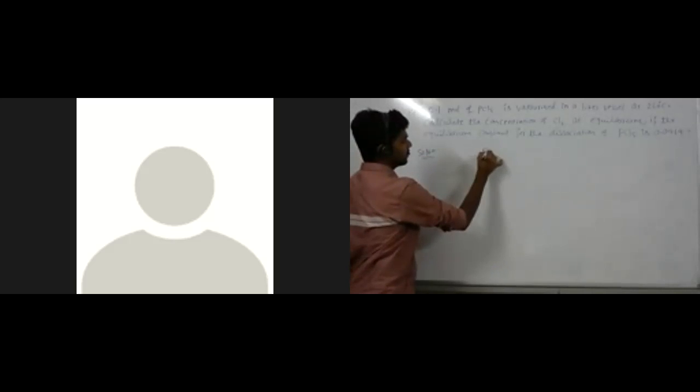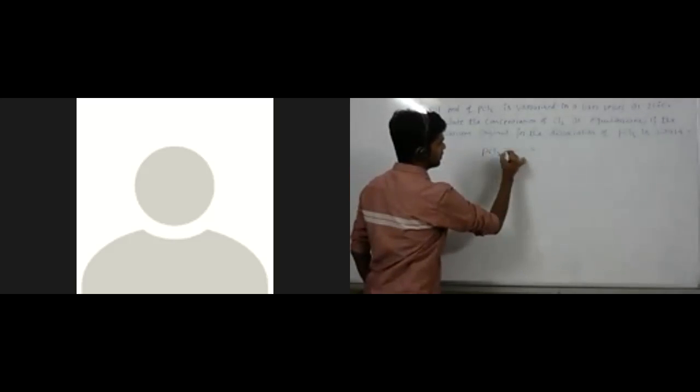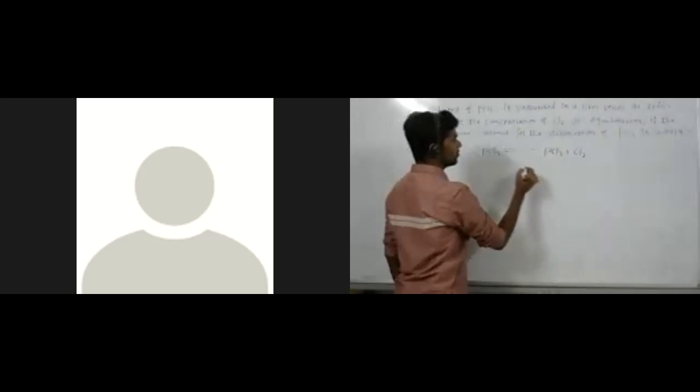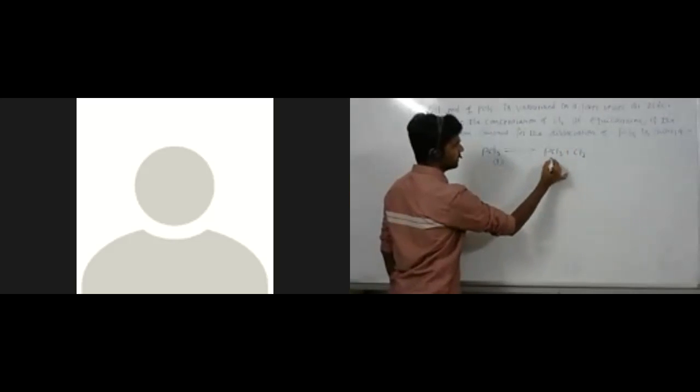See, here PCl5 is undergoing decomposition. Can you read out the first line? 0.1 mole of PCl5 is vaporized in a 1 liter vessel at 260 degrees centigrade. So the volume is 1 liter. PCl5 undergoes decomposition and gives PCl3 and Cl2. So the concentration is 0.1 M, right? This is also gas.